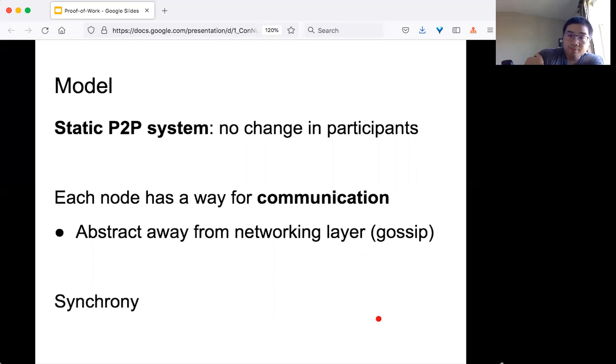And before we go on, let's assume a very simple model, peer-to-peer, and the system is static, meaning that the participants, the set of miners, don't change. And then each node has a way of communication. Let's abstract away from the networking layer, and the nodes will use gossip to exchange messages. And now let's assume that the network is synchronous.